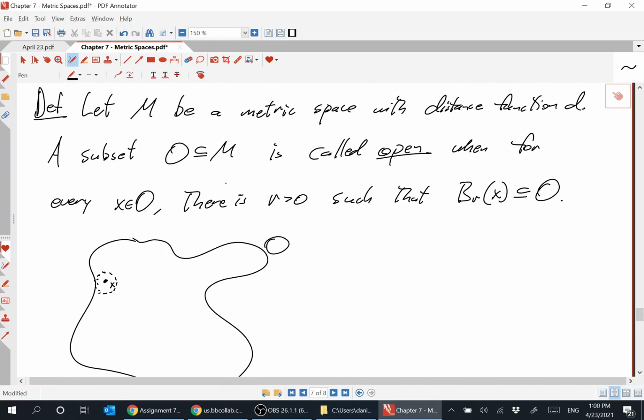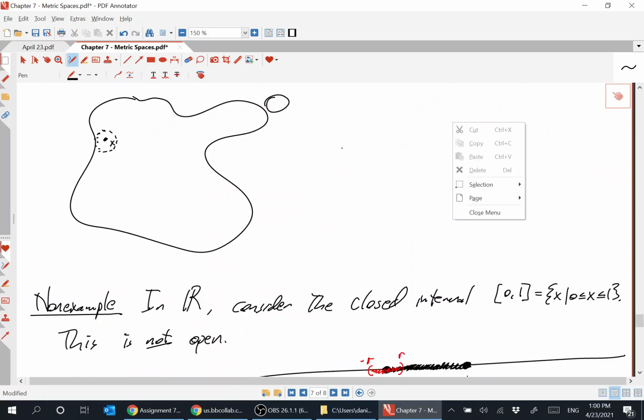All right, so O is open when for every x in O there is an r around there. So there is a real number r such that the ball of radius r around x is still in O. We need to show this.